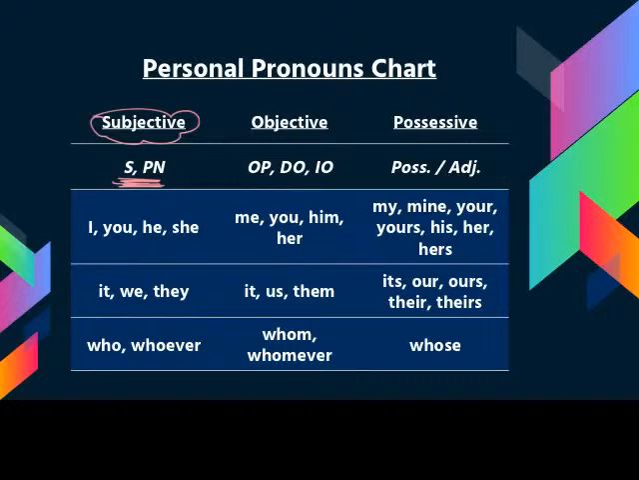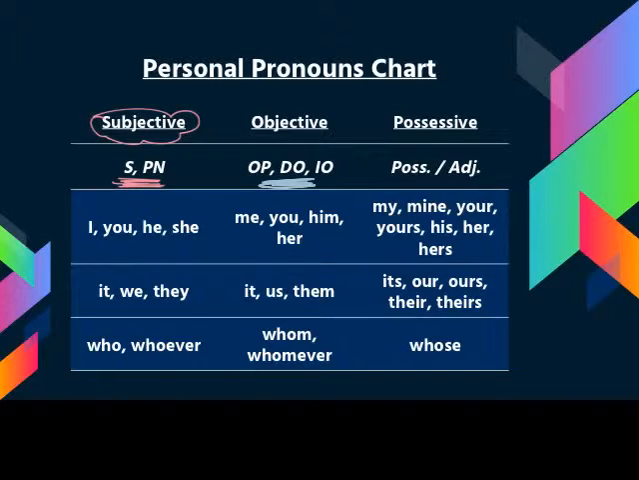The subjective pronouns: I, you, he, she, it, we, they, who, and whoever. The objective pronouns can function as the object of a preposition, direct object, and indirect object, sort of logical: me, you, him, her, it, us, them, whom, and whomever.